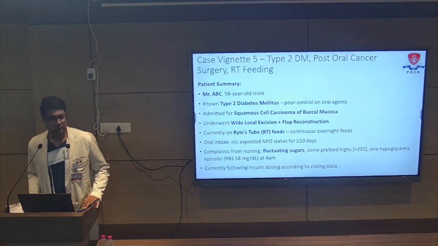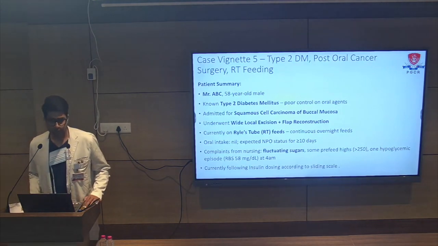The complaints from the nursing staff because of the Ryle's tube feed is that there are fluctuating sugars for the patient. There are some pre-feed highs and there are hypoglycemic episodes. So there are fluctuations in the sugars for the patient. As a general old routine, we are following a sliding scale in the wards.